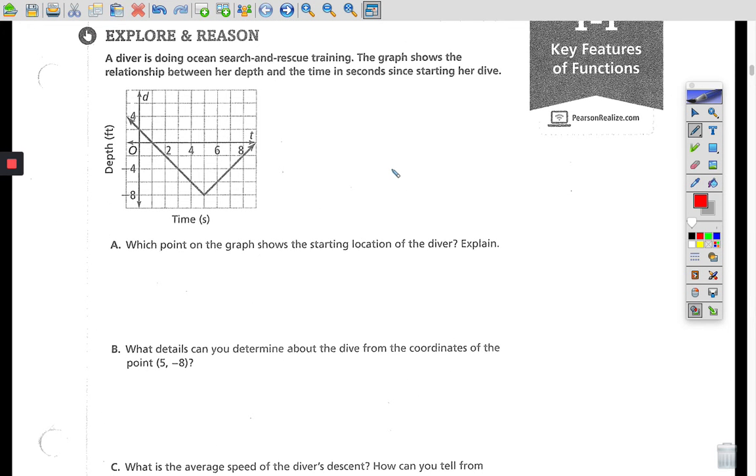All right, what details can we determine about the dive from the coordinates 5, -8? So we know that our y-axis is our depth, or how far down we went, and our x-axis is the time it took us to get that far. So if this is at 5, -8, that means that it took the diver 5 seconds to go how far? 8 feet down, right? So it took the diver 5 seconds to reach 8 feet below the water.